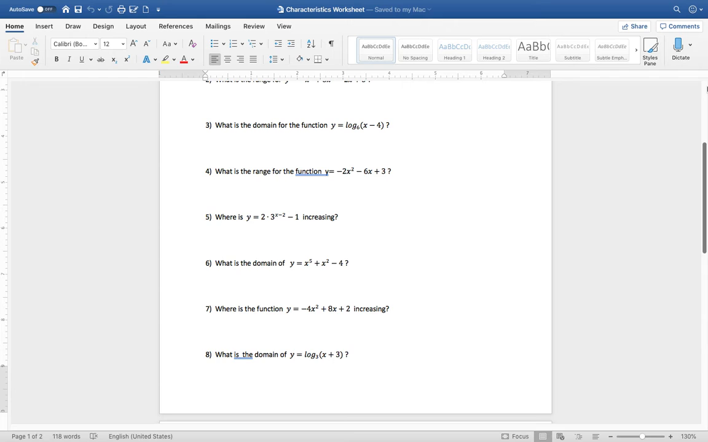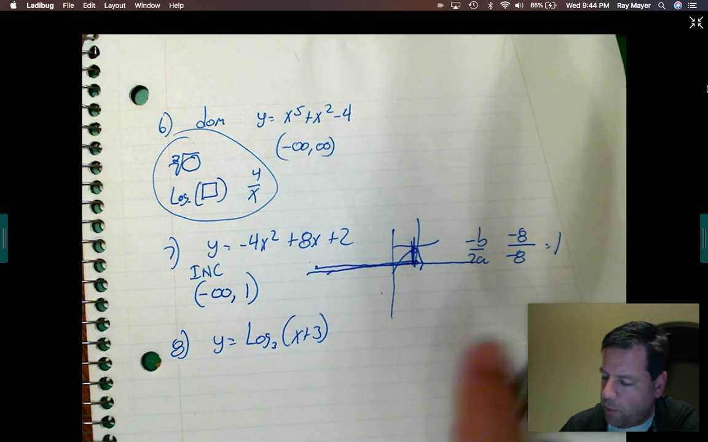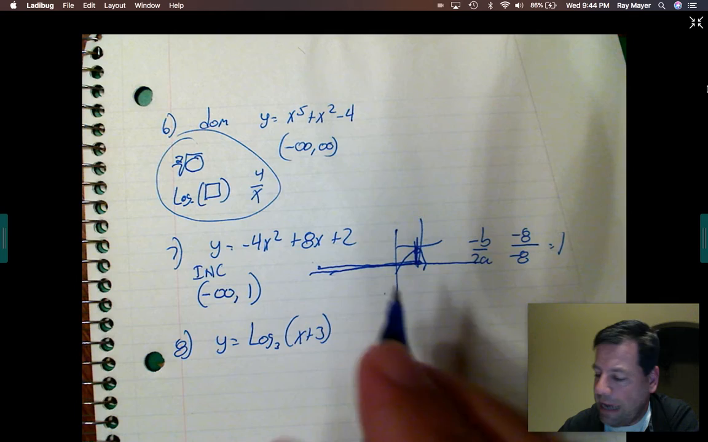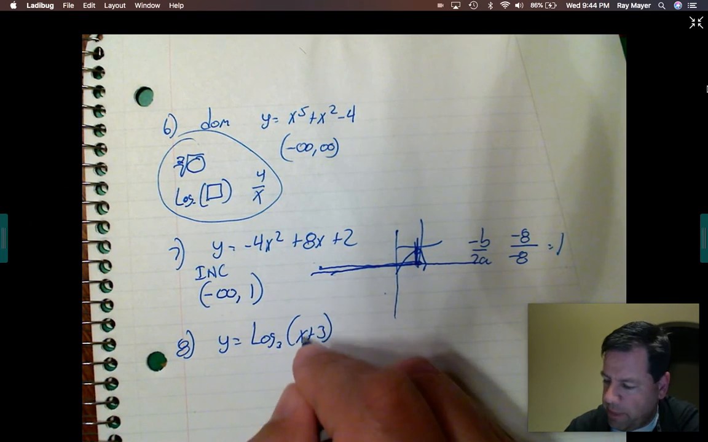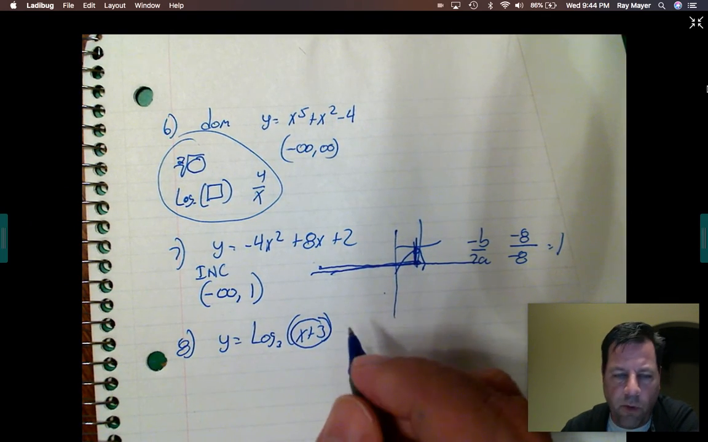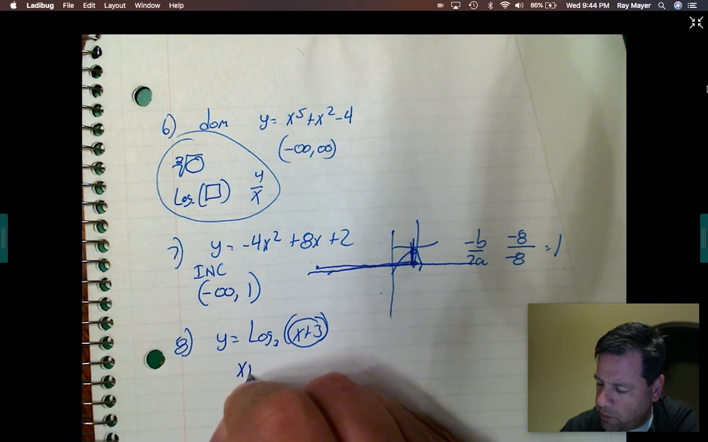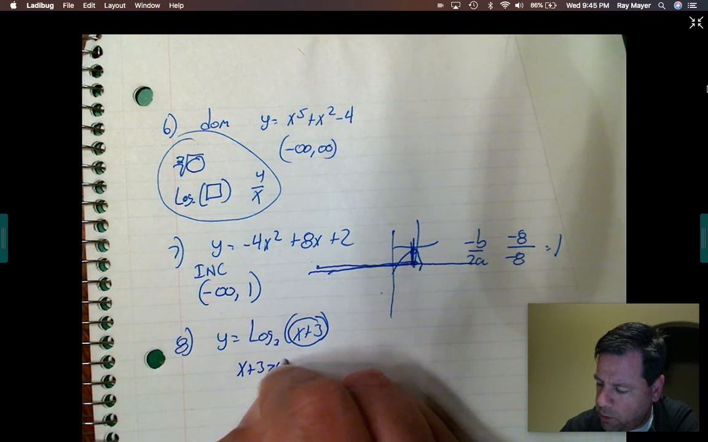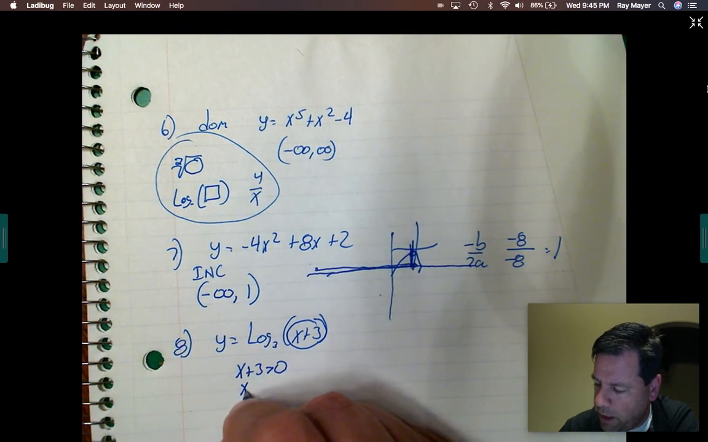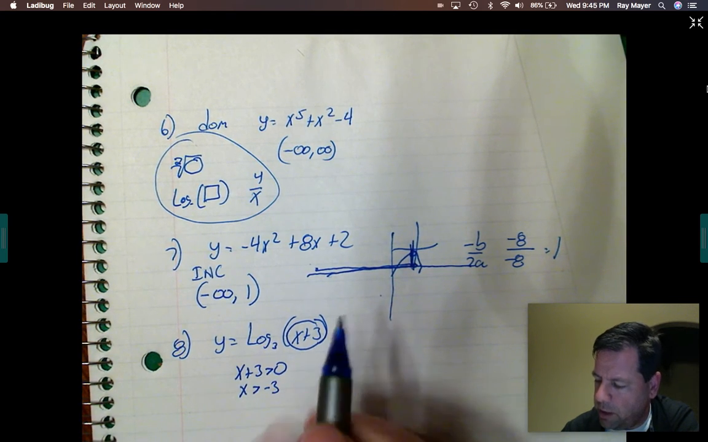Number 8. What is the domain of this one? All right, we've done one already just like this. Log base 3 of x plus 3. Remember the domain? Everything that x can be. x can't be 0 and it can't be negative. So x plus 3 must be greater than 0. So x must be greater than negative 3.